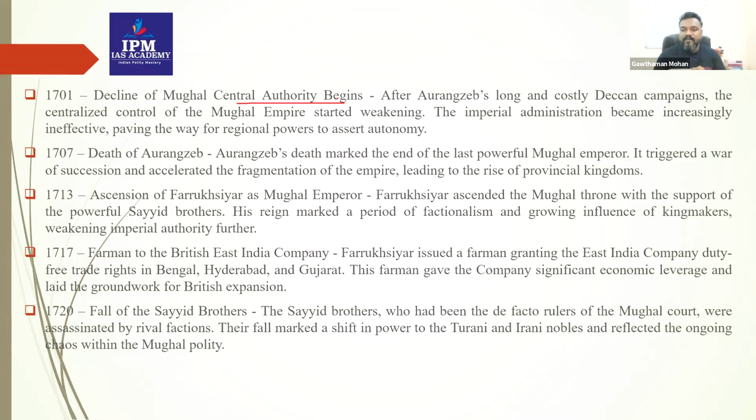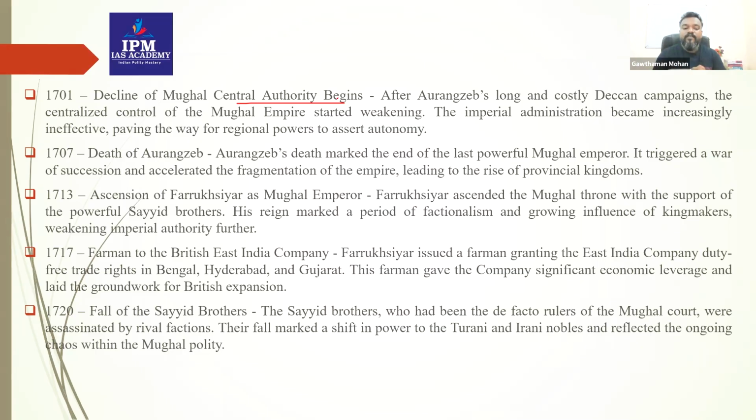Now in 1717, the firman to the British East India Company was given. Farrukhsiyar issued a firman granting the East India Company duty-free trade rights in Bengal, Hyderabad, and Gujarat. Now, Mughals have established their power in almost every part of India, so it is easy for them to give permission to the East India Company. So that is what they have done. They have issued the firman. This firman gave the company significant economic leverage and laid the groundwork for British expansion.